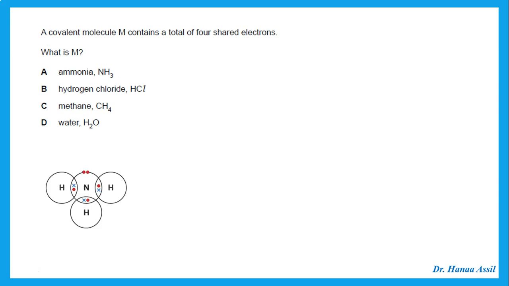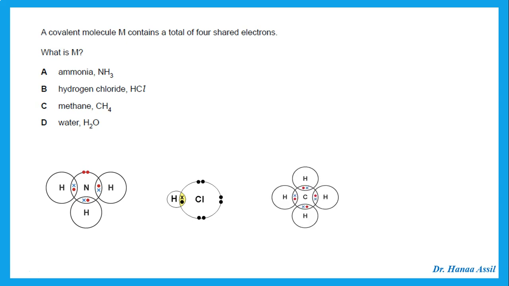What is ammonia? This is ammonia. How many electrons are being shared? We have 2, 4, 6. So 6 electrons are being shared between the nitrogen and the 3 hydrogens. We want something that has 4. What about HCl? In HCl, we're sharing 2 electrons between the hydrogen and the chlorine. Methane, we're sharing how many? 2, 4, 6, 8. We're sharing 8 electrons between the carbon and the 4 hydrogens. What about water? Water is sharing with 2 hydrogens, each one a pair of electrons, so I have a total of 4 electrons being shared between the oxygen and the 2 hydrogens.